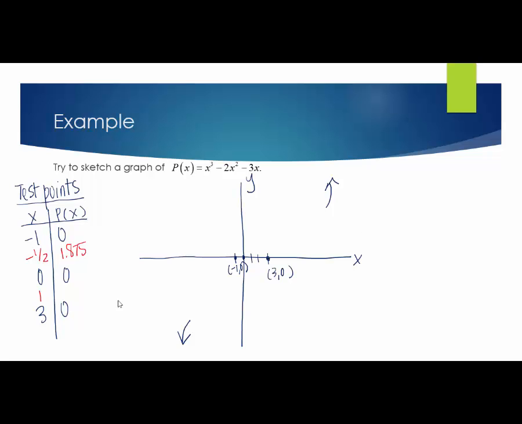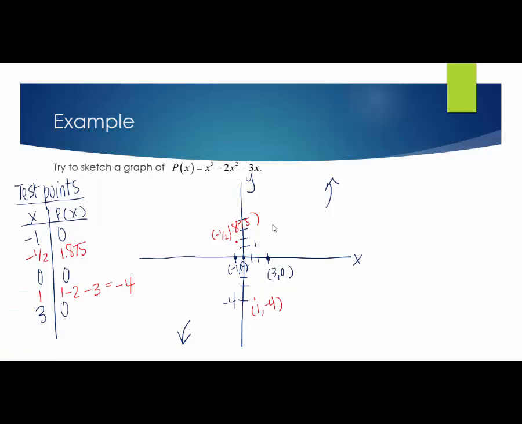It's going to be 1 minus 2. Let's see, I'll write this out. 1 minus 2 minus 3, or negative 4. (1, -4). Let me plot these 2 points. So (-1/2, 1.875) and (1, -4).